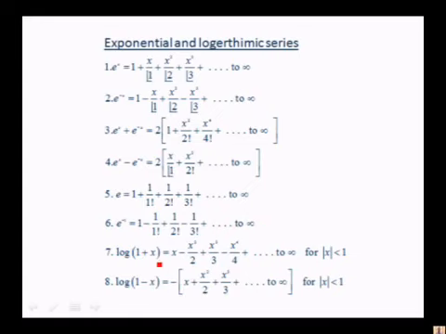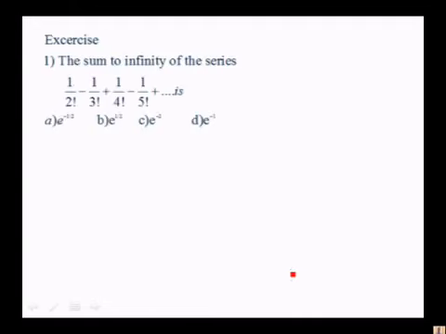log 1 plus x is equal to x minus x square by 2 plus x cube by 3 etc. to infinity for mod x less than 1. And log 1 minus x ಇದ್ದರೆ ಆ ಮೈನಸ್ ಆಫ್ ಅಂತ ಬಂದ್ಬಿಟ್ಟು ಇವೆಲ್ಲ ಒಳಗಡೆ ಇರೋ ಟರ್ಮ್ಸ್ ಪ್ಲಸ್ ಇರುತ್ತೆ: x plus x square by 2, x cube by 3 etc. to infinity. ಸೊ ಸಮ್ ಟು ಇನ್ಫಿನಿಟಿ ದ ಸೀರೀಸ್ ಅಂತ ಈ ಥರ ಪ್ರಾಬ್ಲಮ್ ಒಂದು ಕೊಟ್ಟಿದ್ದಾನೆ.